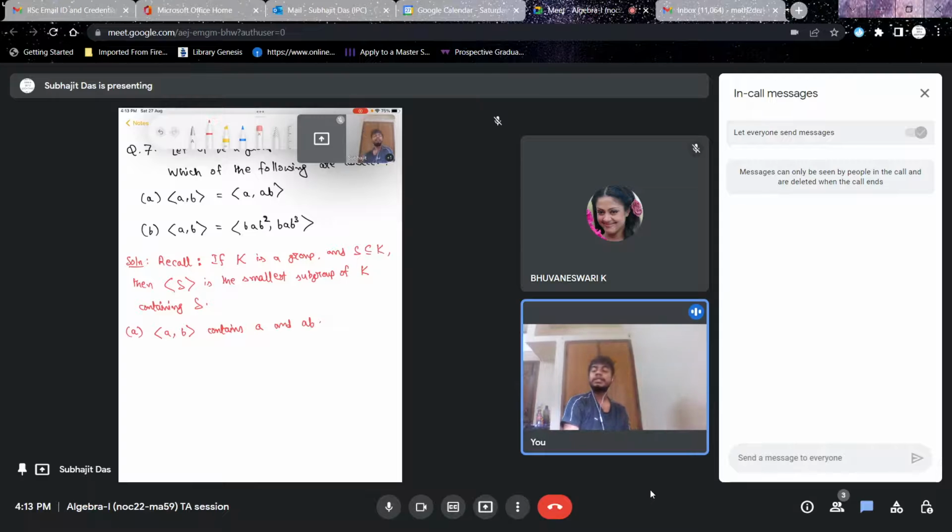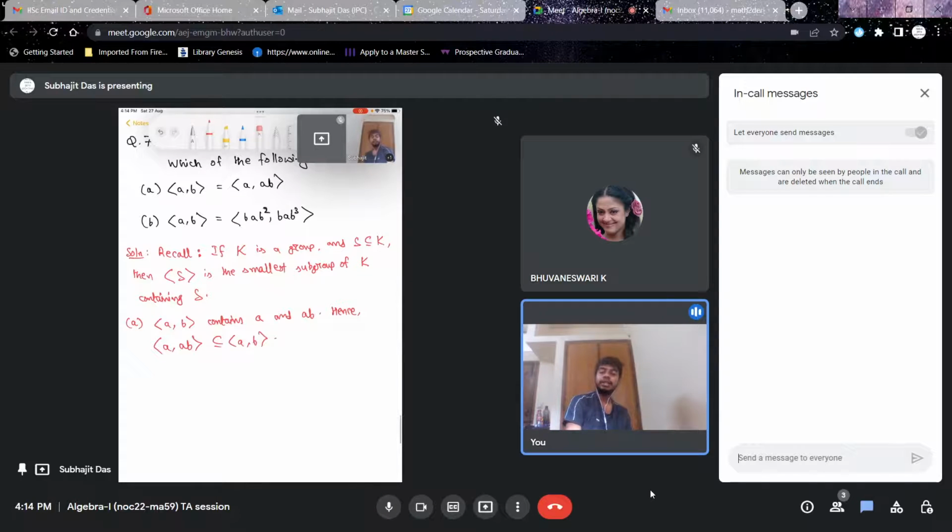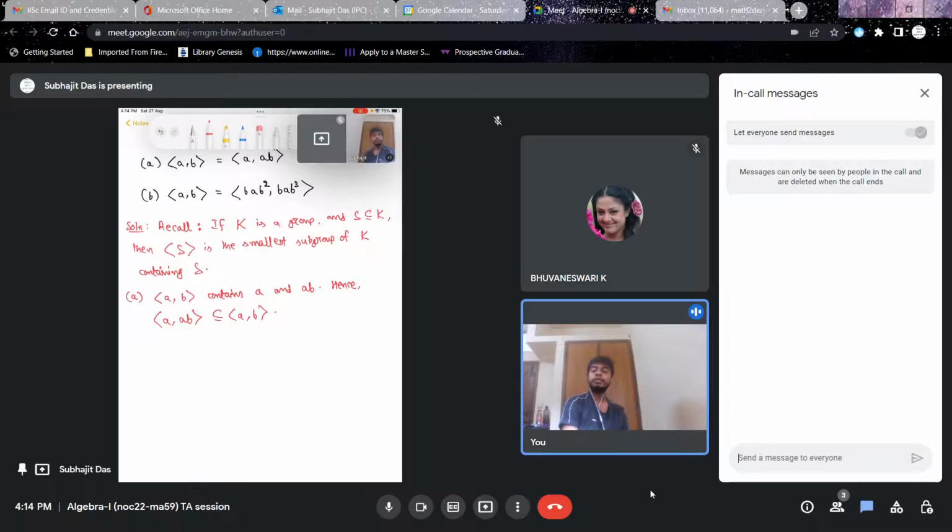And what is the smallest subgroup containing both A and AB? It's just the subgroup generated by A and AB. So the subgroup generated by A and AB is contained in the subgroup generated by A and B. We just need to show that the other inclusion also holds, right? So we just need to show that the subgroup generated by A and AB contains both A and B.